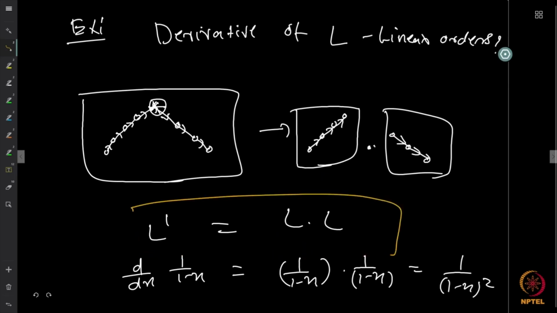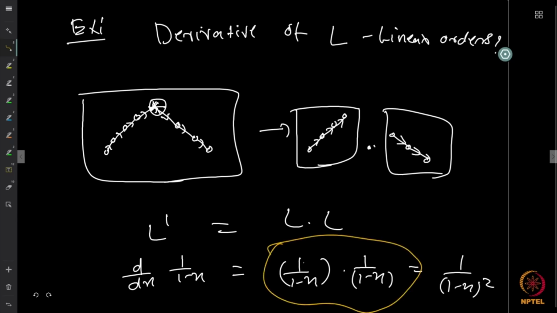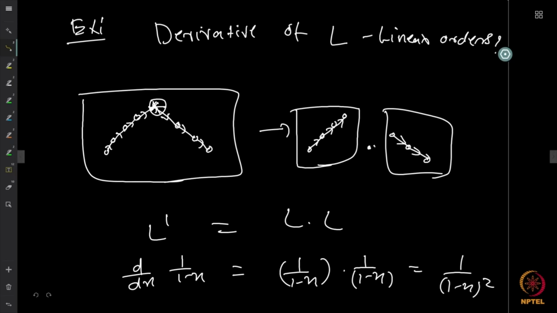And this should be true because d by dx of 1 by 1 minus x is equal to 1 by 1 minus x whole square. And L of x into L of x is also 1 by 1 minus x into 1 by 1 minus x, which is 1 by 1 minus x whole square. So this also matches.